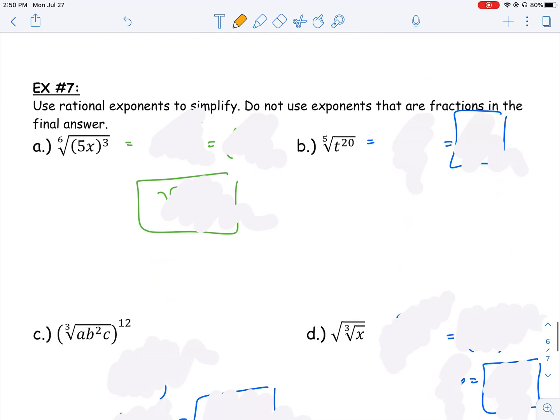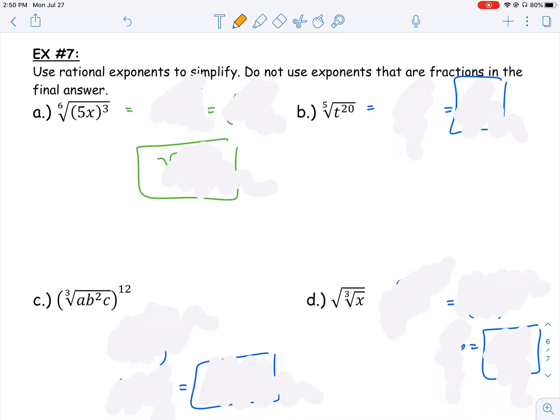Let's look at example 7. Use rational exponents to simplify. Do not use exponents that are fractions in your final answer. So I need to make sure that my final answer does not have fractions.